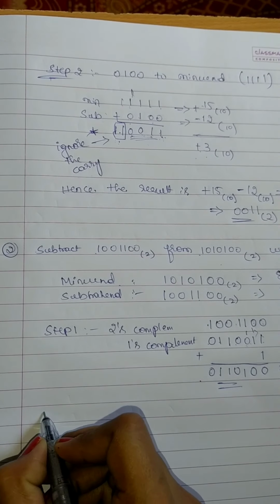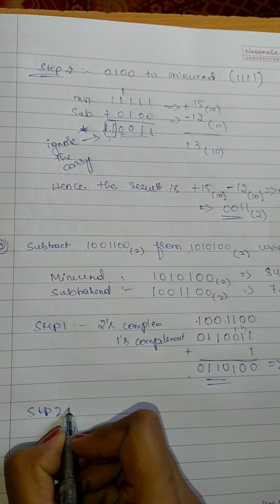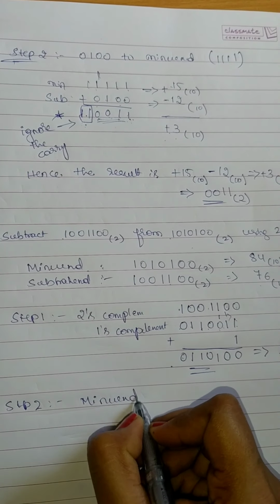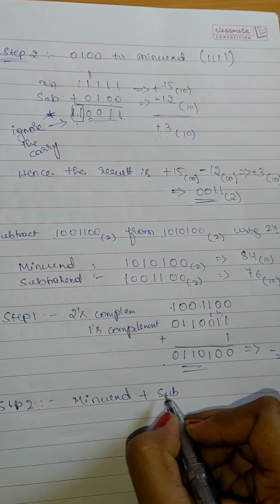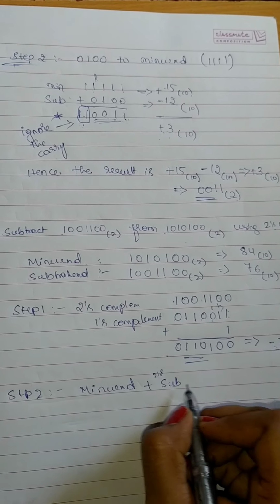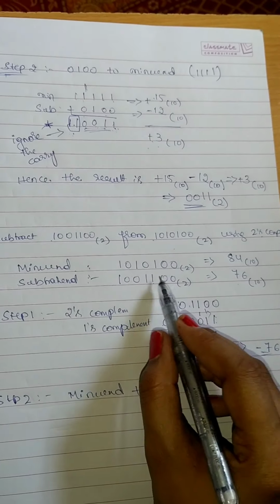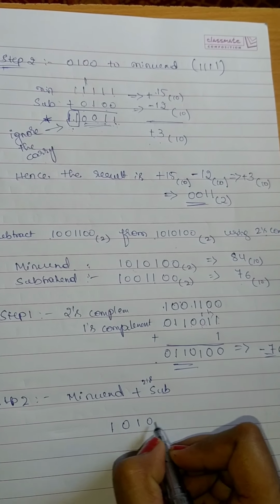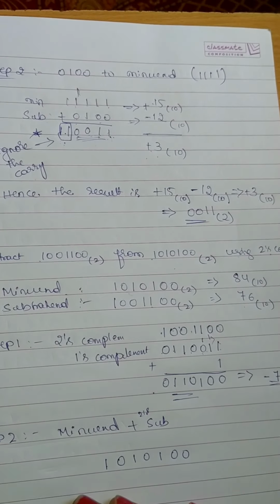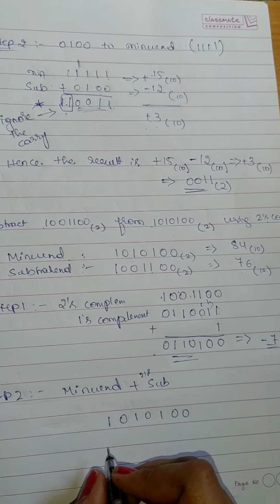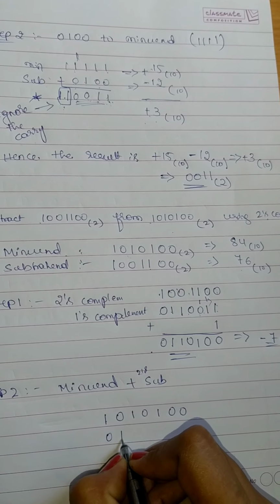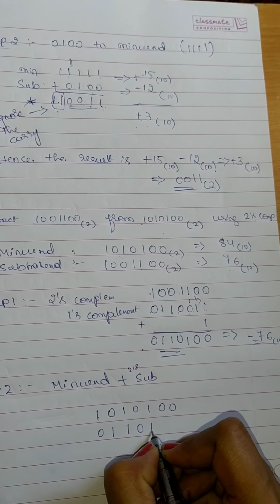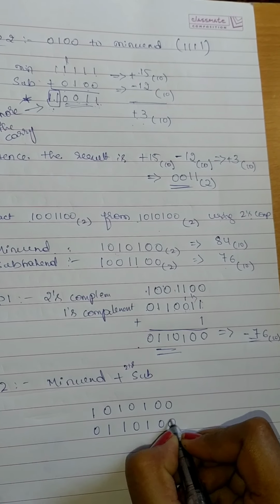Okay, so in the second step, what should we do? Add it with the minuend. Okay, so we have to add the minuend and the subtrahend, that is the 2's complemented subtrahend. So what is the minuend value here? This one, 1 0 1 0 1 double 0, and which is the new value? 0 1 1 0 1 0 0, right?